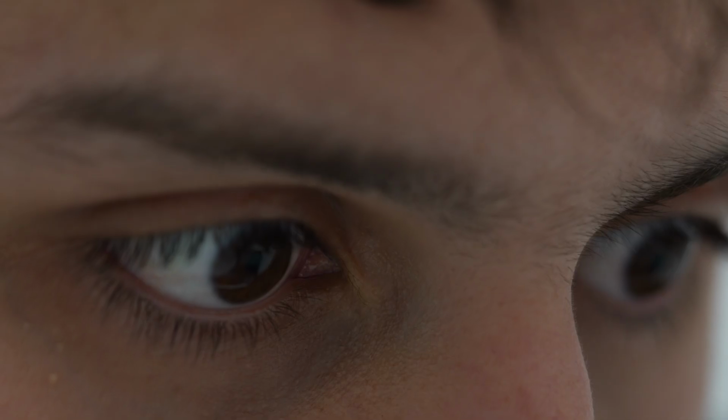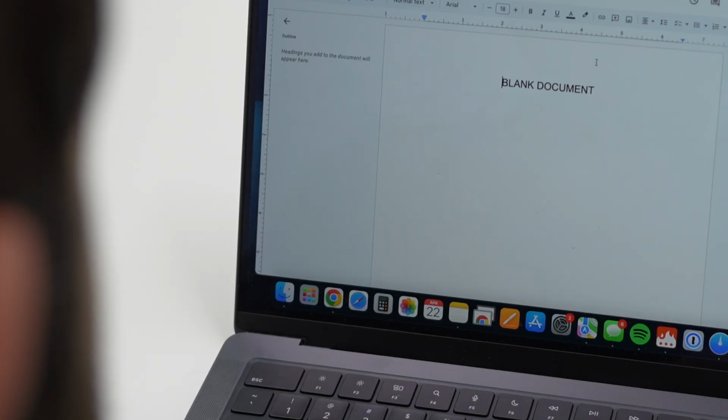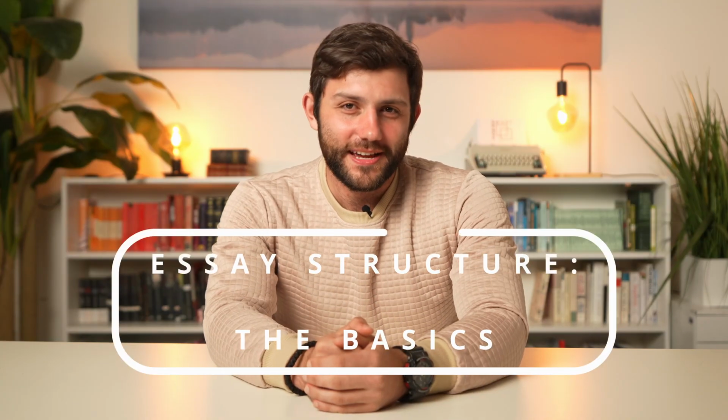You've learnt the content. You've done the teal tables. Everything is highlighted. Now just write the essay. Just write it. What's wrong? Missing something? Yes, structure. Let's break down essay structure.